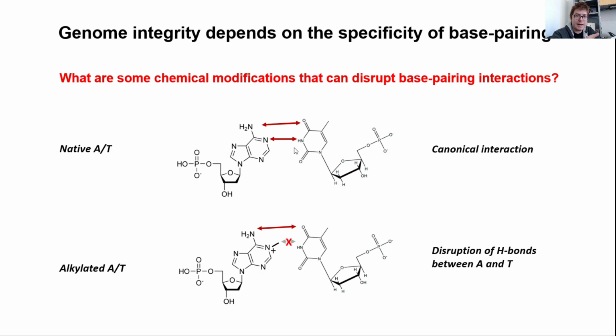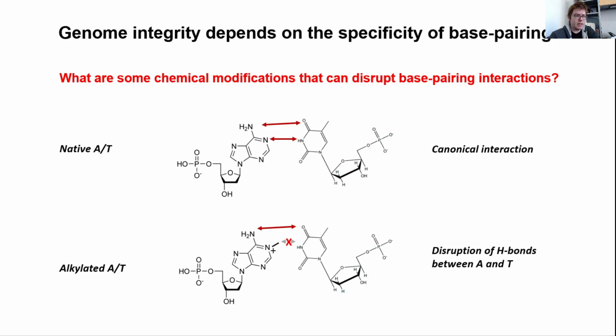It looks perfect. A and T, 2 hydrogen bonds. But in the case of the alkylated adenine, we now have lost our hydrogen bond acceptor here, right? And so there's nothing for this donor to pair with. And so we're left with only 1 hydrogen bond here, and that's really not going to be enough to give us a strong base pairing interaction.